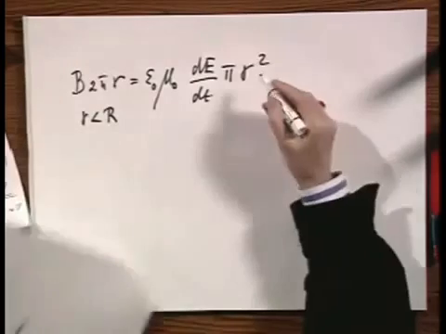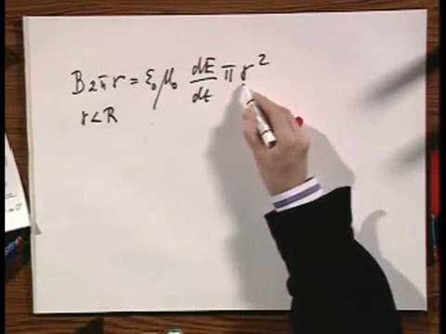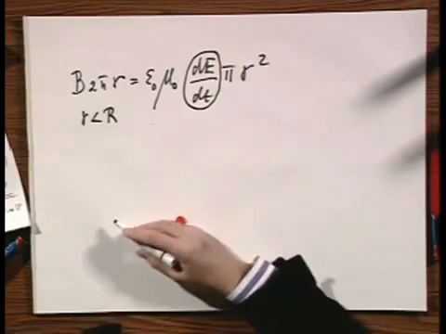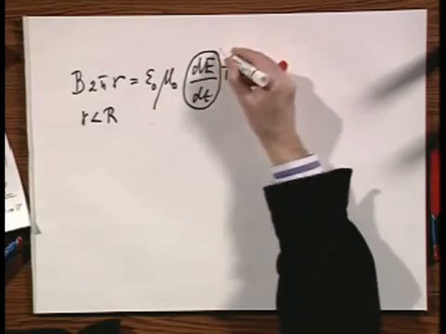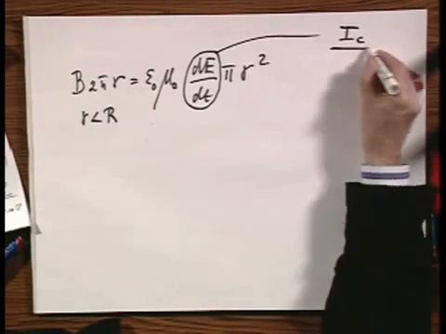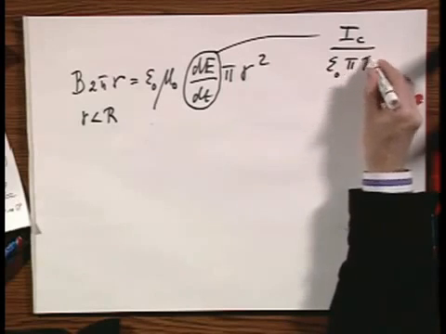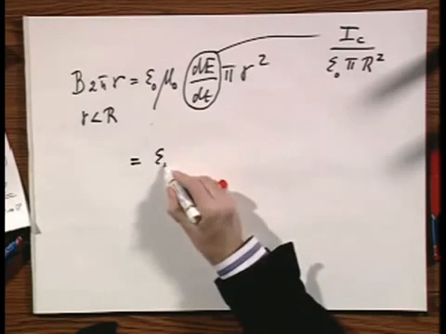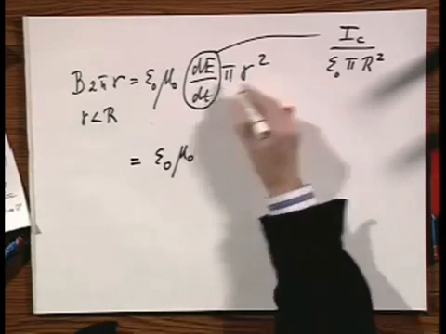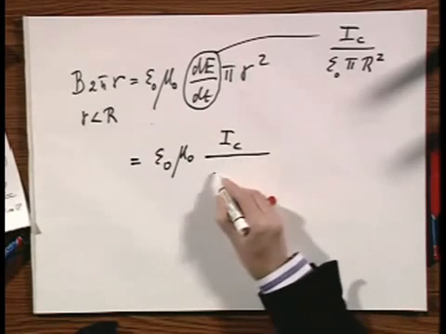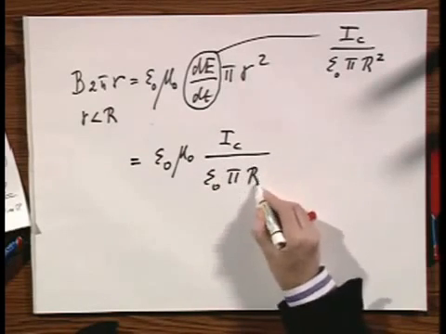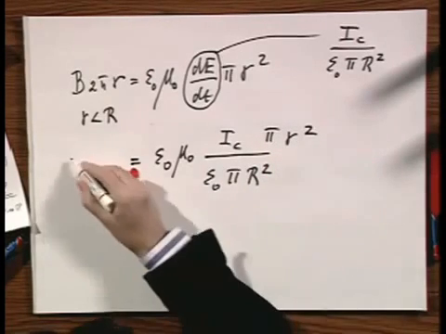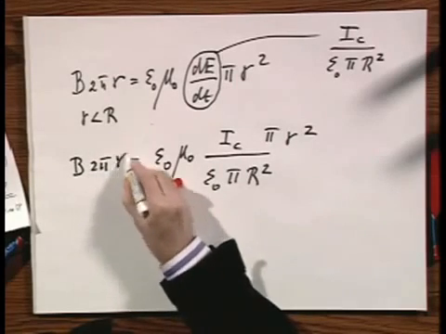And so if I apply the second term of Maxwell's equations, it is that area that I have to take into account. But we already calculated dE/dt. We just did that. That was, if I recall, I_C divided by epsilon 0 times pi capital R squared. So what do I find? I find epsilon 0, mu 0, I_C divided by epsilon 0 pi R squared times pi little r squared. And that is B times 2 pi r.